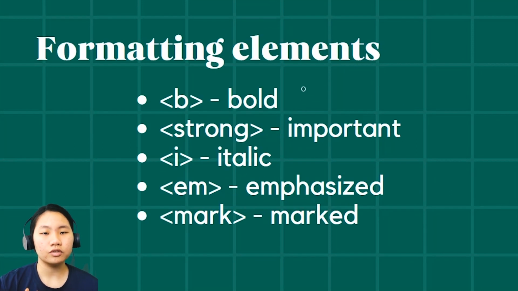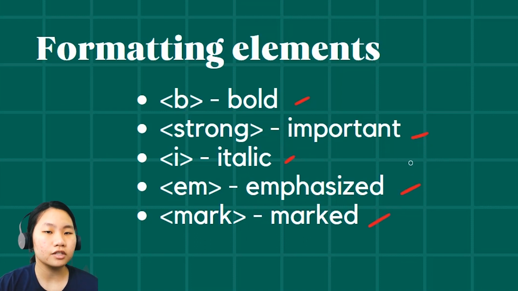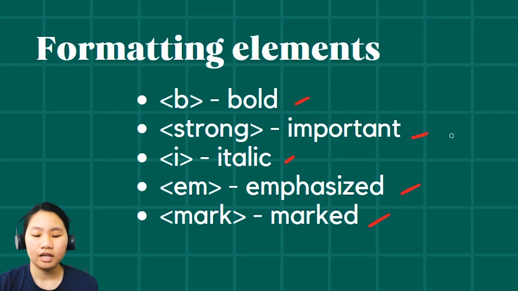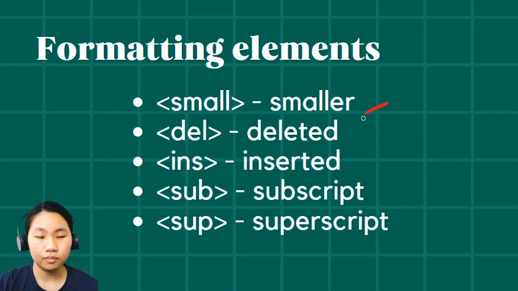Okay, I'm going to introduce to you the most common basic text formatting tags, and then we'll have a little demonstration. B for bold, strong for important, I for italic, EM for emphasize, and mark for marked. It's very easy to memorize all of this, and if you use them a few times, they'll become natural to you. Small for smaller, del for delete, ins for inserted, sub for subscript, and sup for superscript.